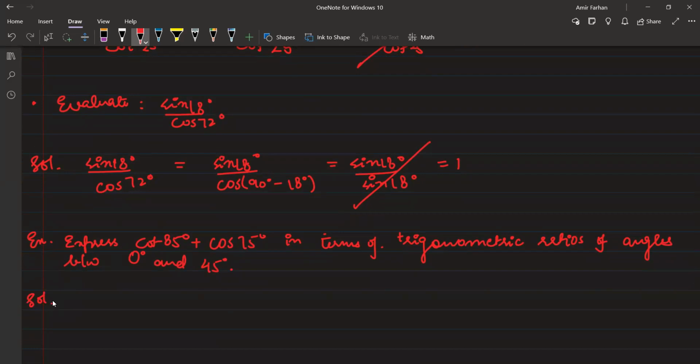Now, Adil, this is a very basic question. It looks like it's very tough, but it is not. So, cot 85° plus cos 75°. How to write this 85 in terms of 90 minus theta? Tell me. 90 minus 10.